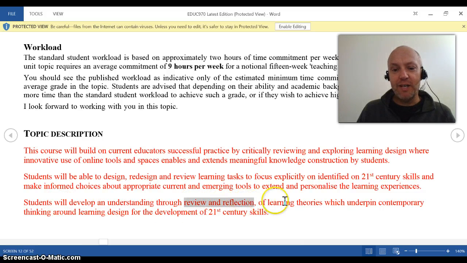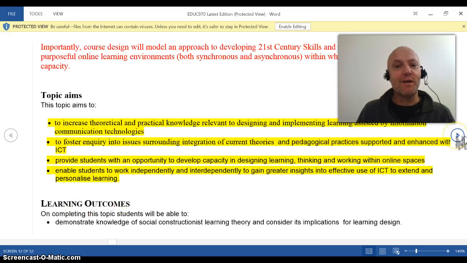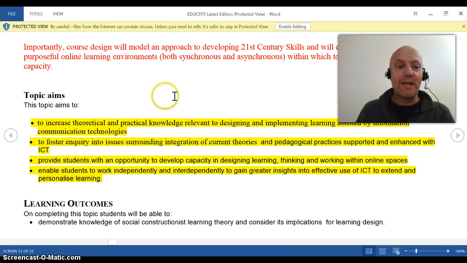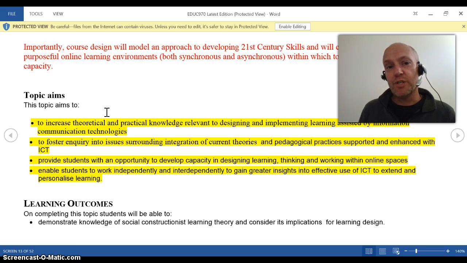So again, review and reflection, and learning theory, which I think we've touched on, underpin contemporary thinking around 21st century learning design. The topic aims are to increase your theoretical and practical knowledge around learning design and how it's assisted and supported by technology, to foster inquiry into how we do what we do and why we do what we do with technology, to give you a chance to design learning and work within online spaces, and to give you a chance to work together at times and also by yourself to think about how this sits with you and your practice.